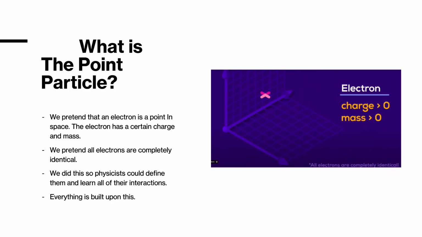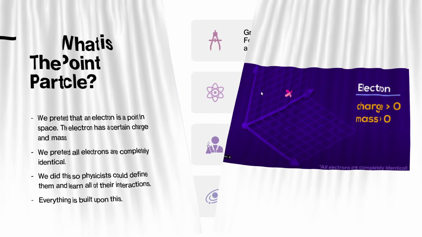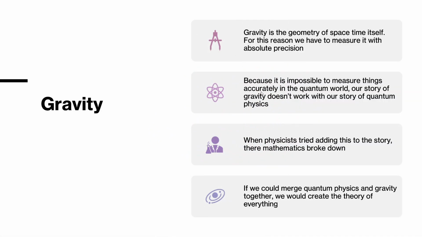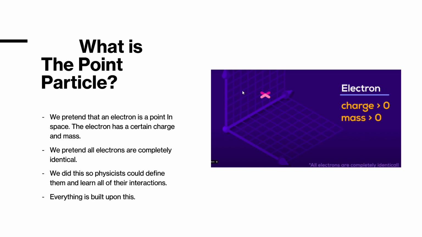What is the point particle? The point particle basically is, we pretend that an electron is a point in space, for example this. The electron has a certain charge and a certain mass. We pretend all electrons are completely identical. So this is the same here, the same here, the same here. Even if there are a trillion particles of this, it's always the same.